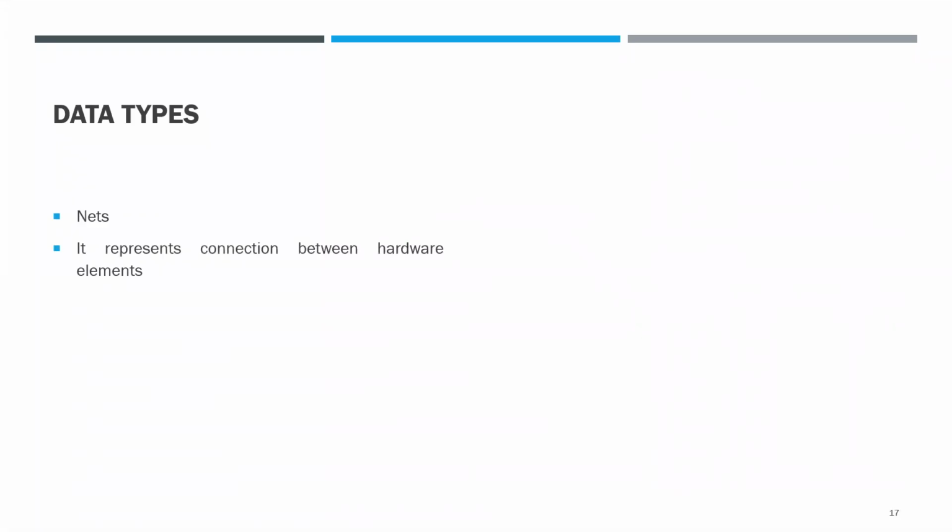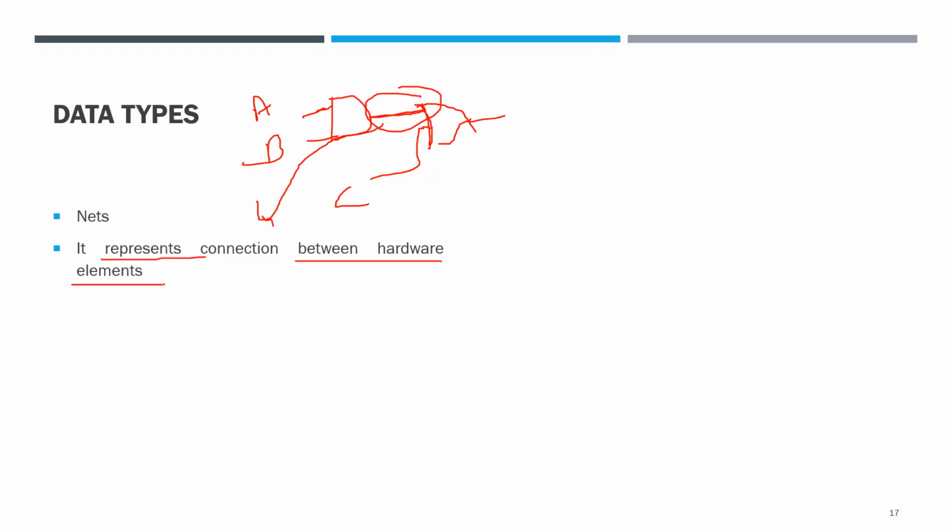It represents the connection between the hardware elements. Now suppose you have an AND gate with inputs A and B, and this AND gate output is given to an OR gate, and there is another input. Here you can see that the output of the AND gate is connected to the OR gate with the help of a net. So net represents the connection between the hardware elements. Even if I want to connect this, I can make use of a net, or I can make use of reg. We will see this one by one later.